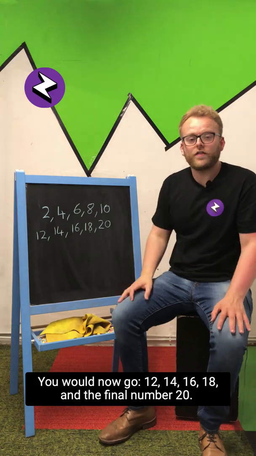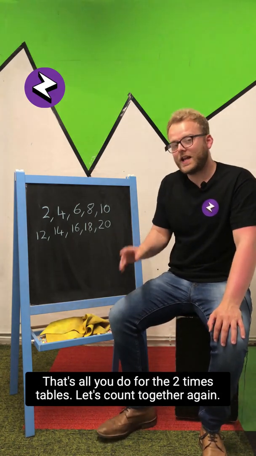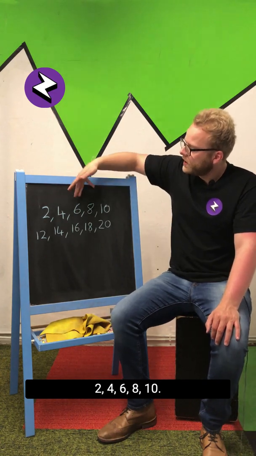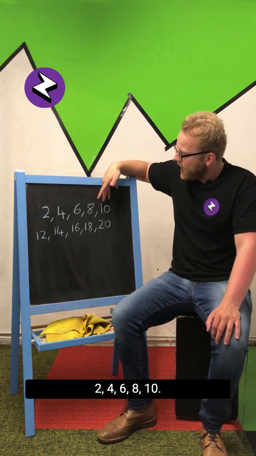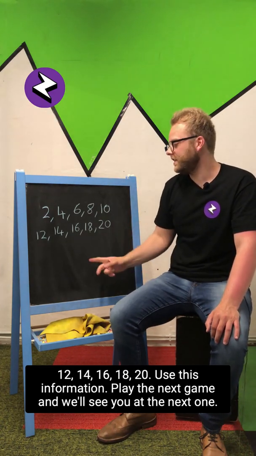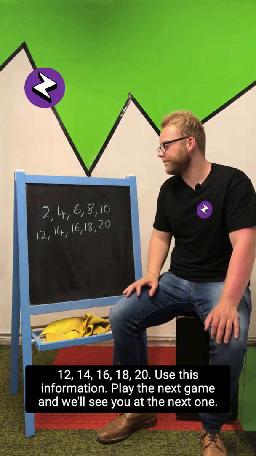And that's all you do for the 2 times table. So let's just count it together one final time. 2, 4, 6, 8, 10, 12, 14, 16, 18, 20. And that's it.